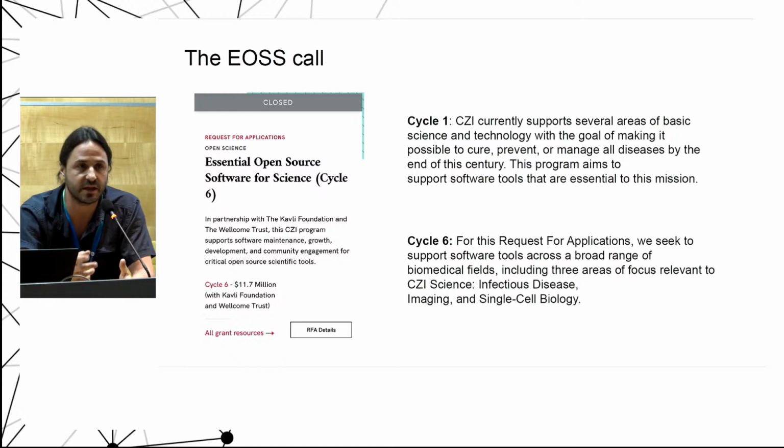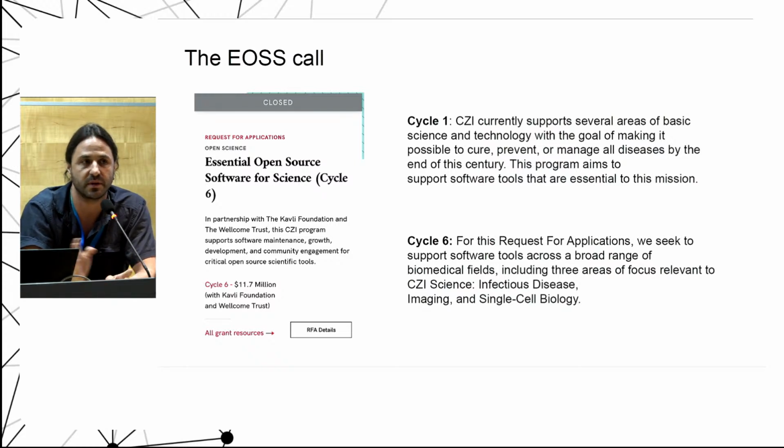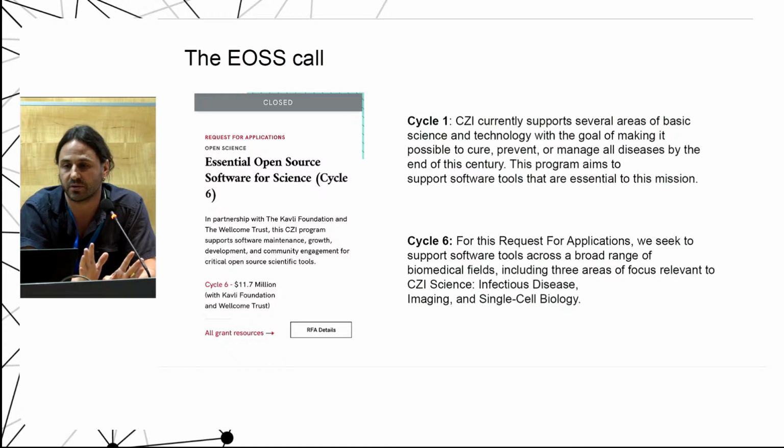Now we are in cycle 6, so they have been recurrently opening this call every year, and they have even increased the funding and the time span of the project that they were granting. So cycle 1 was small money and only 1 year. Cycle 6 is now 2 years, and I think it's up to $400,000 that you can apply for. They have also modified slightly the type of software that they want to fund, and I will tell you later about my experience and what I interpreted from this call, which, by the way, is a great call.